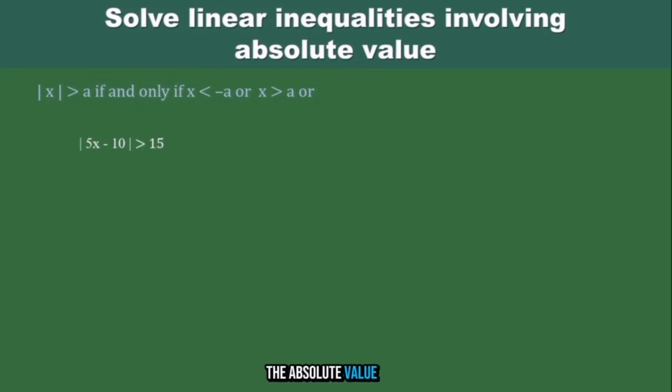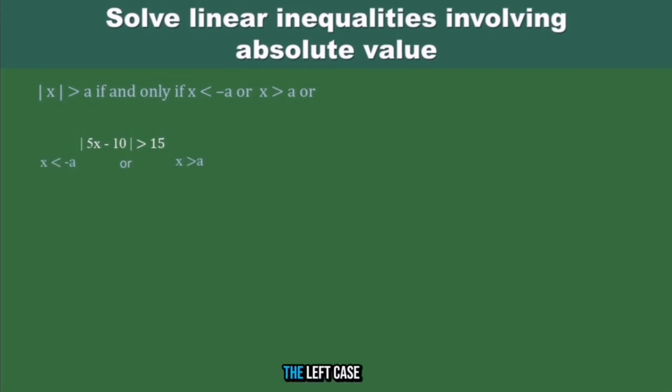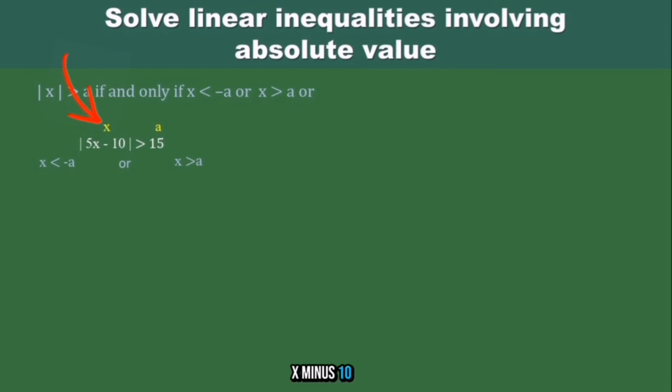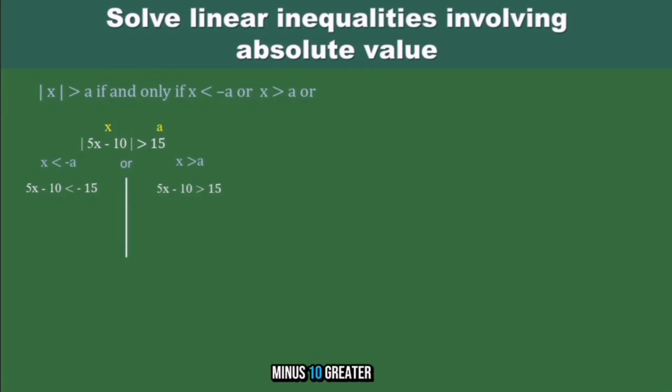Here's a given problem. The absolute value of 5x minus 10 is greater than 15. Rule 3 tells us to split our problem into two cases. Case 1 on the left, case 2 on the right. Going back to the given problem, we have 5x minus 10 is our x, while 15 is our a. Substituting, we get 5x minus 10 less than negative 15 as case 1, while 5x minus 10 greater than 15 as case 2.